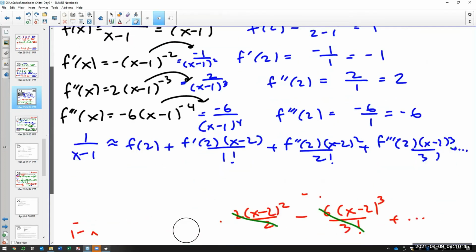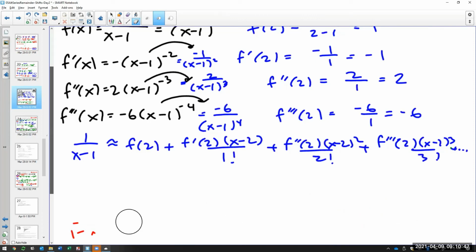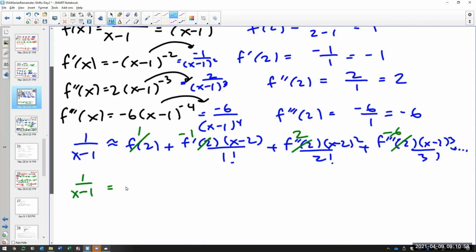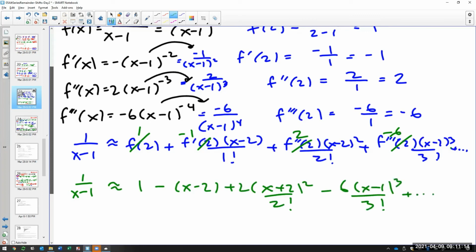Okay, I'm going to substitute all my coefficients in. So what I get is this one right here is 1, this one's negative 1, this one's 2, and this one's negative 6. So 1 over (x minus 1) is about equal to 1 minus (x minus 2) plus 2 times (x plus 2) squared over 2 factorial minus 6 times (x minus 1) to the third over 3 factorial plus dot dot dot.